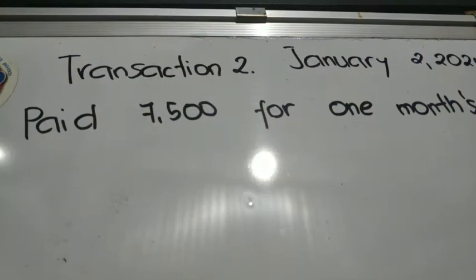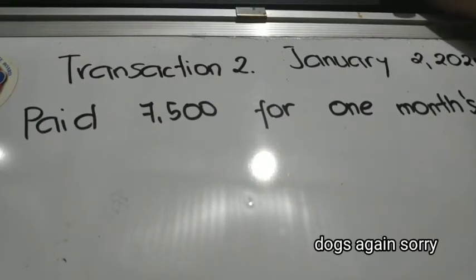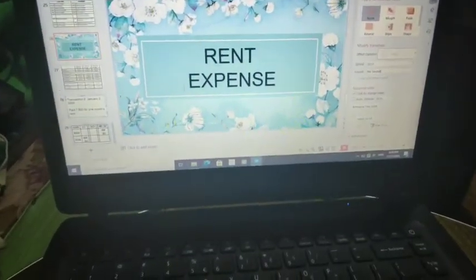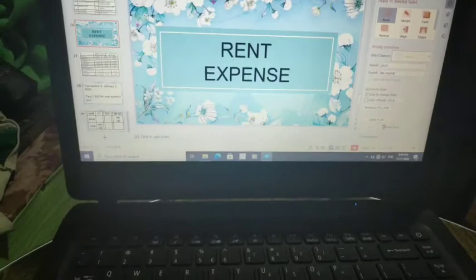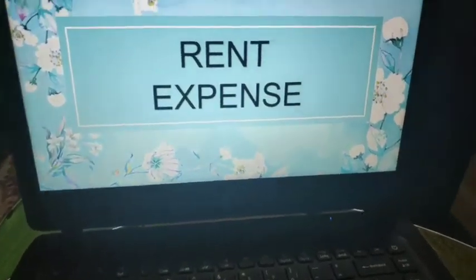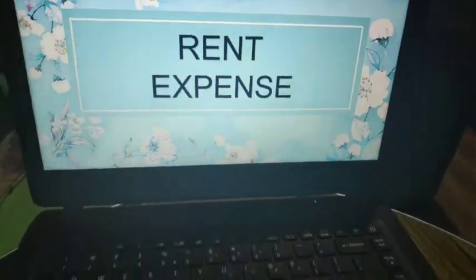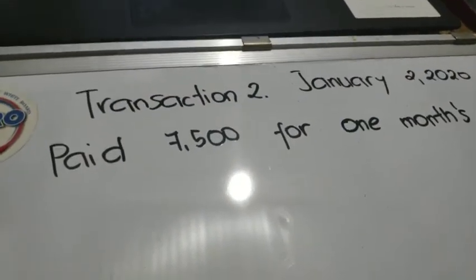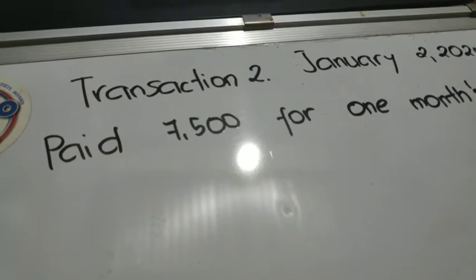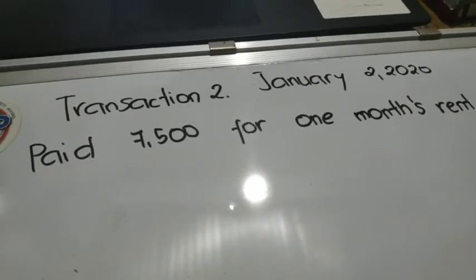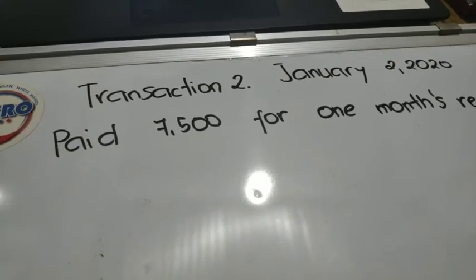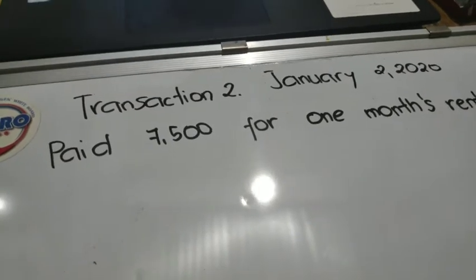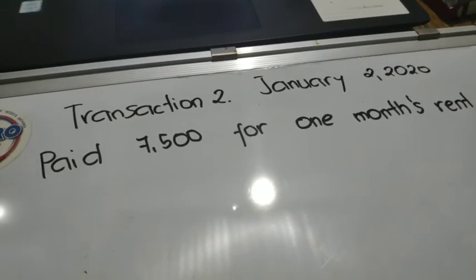Students, for today's video, we will be learning about transactions pertaining to rent expense. We are to identify how we will record transactions pertaining to rent expense. The problem for transaction 2 for rent expense: on January 2, 2020, paid 750,000 for 1 month's rent.